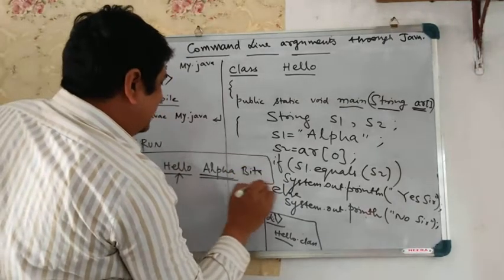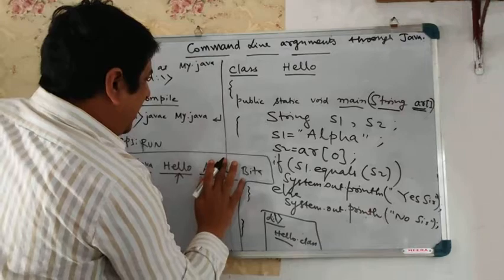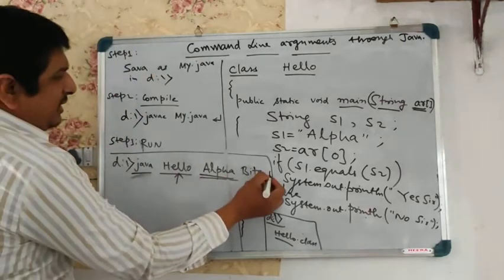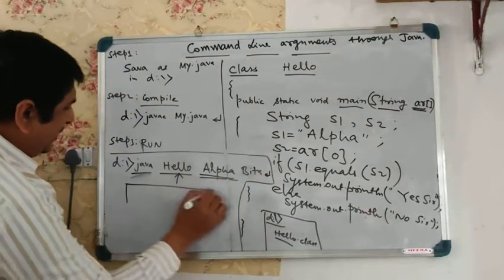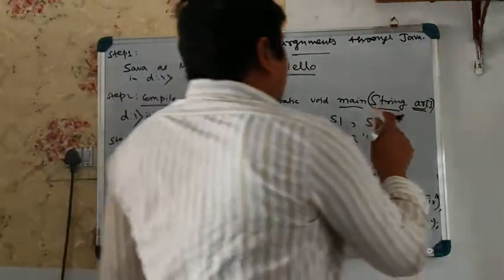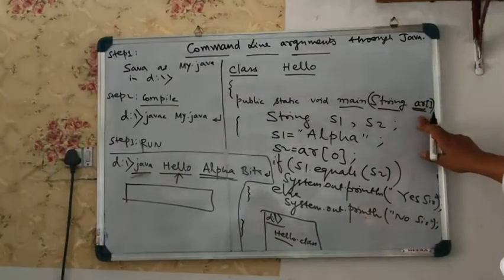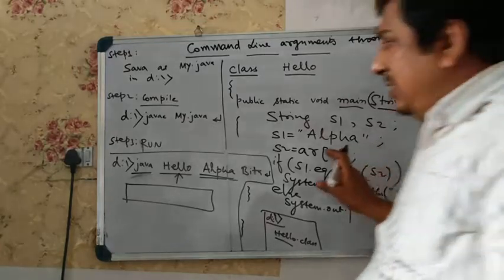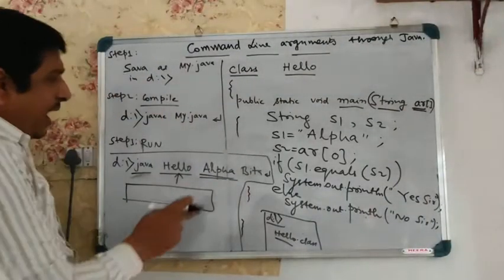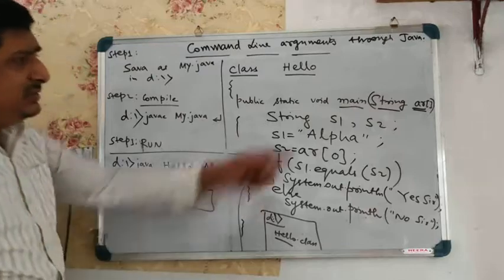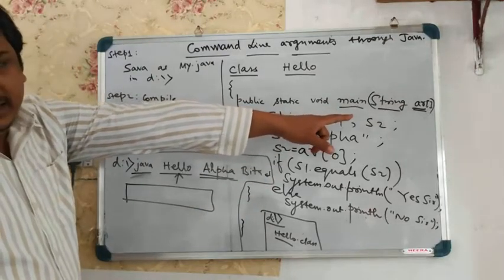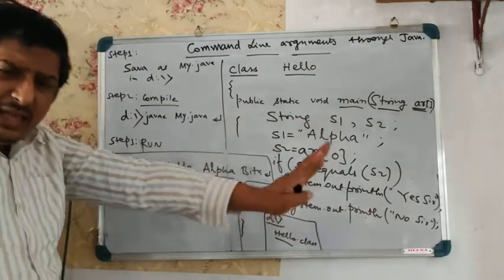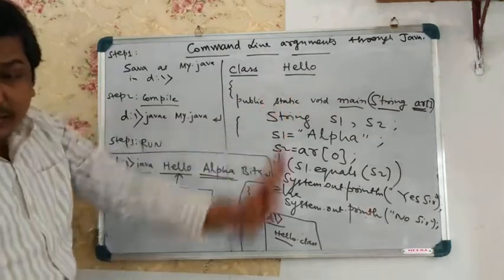Try to understand. You may write beta, no problem. So then enter. What it actually does is basically see string AR. String AR is a dynamic array. Here, if you pass a number of arguments, it will be created. If you do not pass any argument, it will not be created at all.